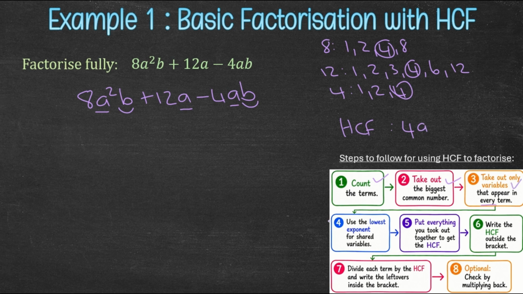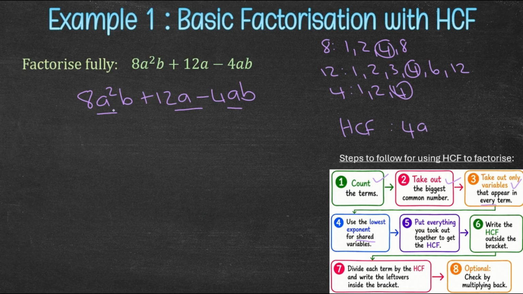For step 4, we have to use the lowest exponent for shared variables. Now we want to know, what is a shared variable? A shared variable is a variable that appears in every term. And in this case, it is the A that already forms part of our HCF. It's not the B because there's no B in this middle term.